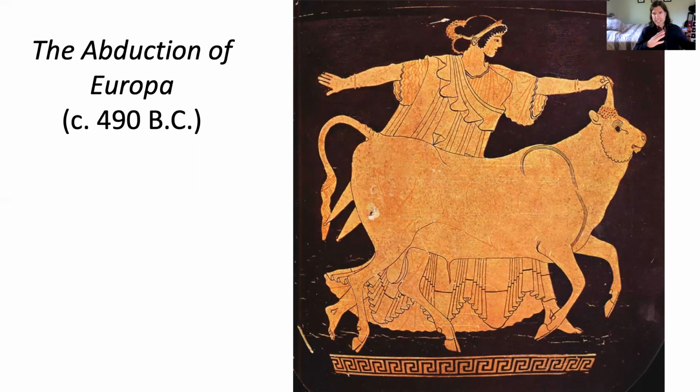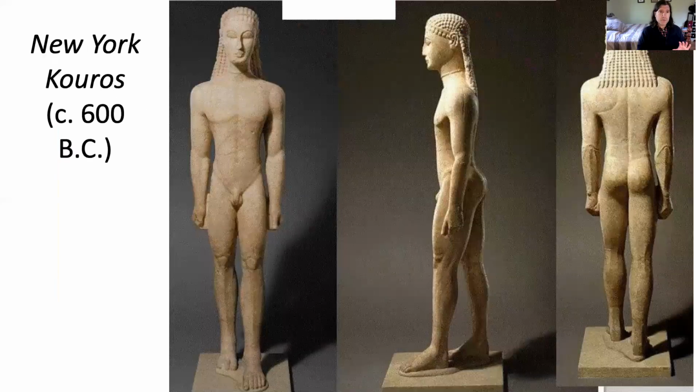We can get a sense that Europa is being whisked away, and there's a little bit more attention to anatomy and organic form. So to summarize all of this, we could say that red figure painting allowed for pottery painting to move in a more naturalistic direction. Okay, so the abduction of Europa, one example of that. That's all I want to say about pottery painting. Let's move to the main event, which is Greek sculpture.